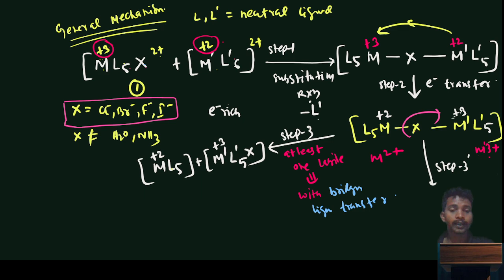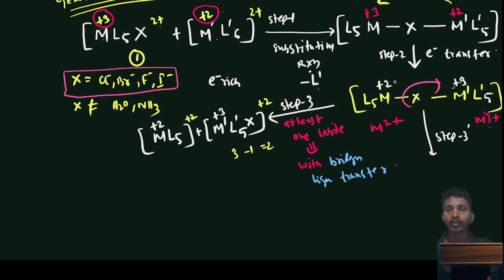Since this ligand is neutral, this charge should be +2. Since this is a halogen, it has a -1 charge, so this will be +3 minus 1, that is +2. So the overall charge will be +2. First we put whatever charge, then according to the ligands we work out what the overall charge should be.